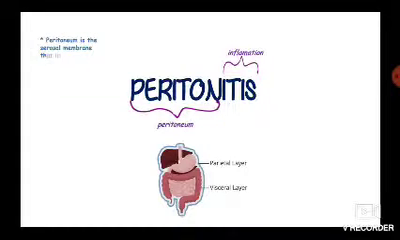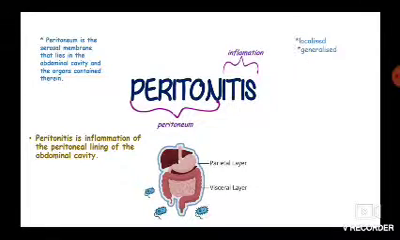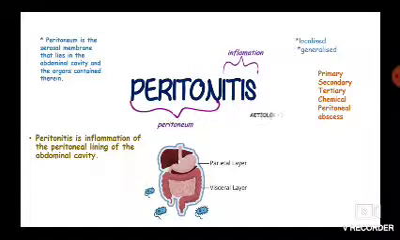And the peritoneum is the serosal membrane that lies in the abdominal cavity and is the one which contains the organs in the abdomen. The peritoneum has the parietal layer and the visceral layer. So peritonitis is an inflammation of the peritoneal lining of the abdominal cavity. It can be localized or generalized. And you can classify it as primary peritonitis, secondary peritonitis, tertiary, chemical, and peritoneal abscess.